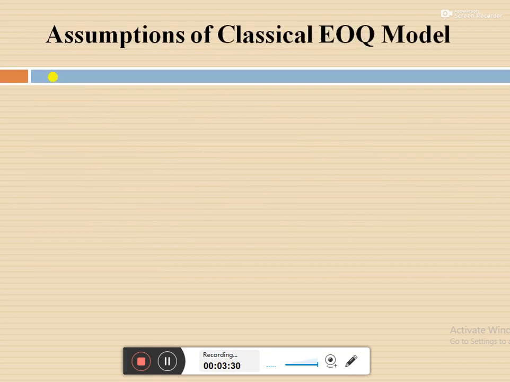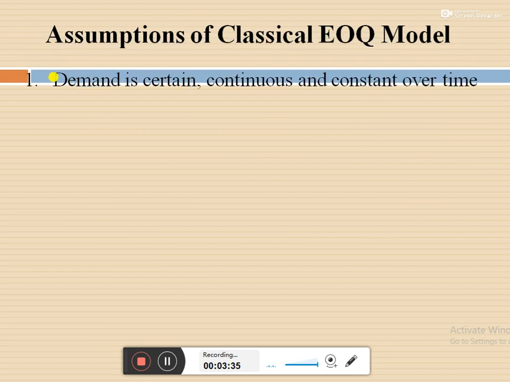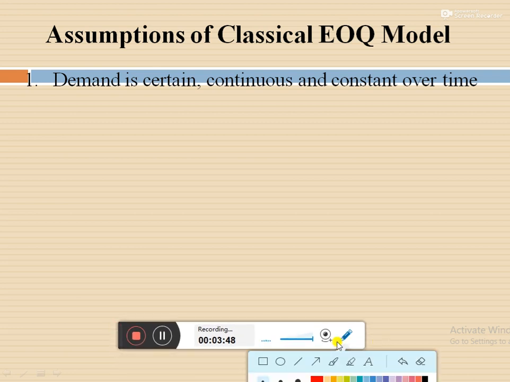These assumptions are listed as follows. As we are operating in conditions of certainty, we know the level of demand in a particular time period. Demand is certain, continuous, and constant over time. It means the quantity demanded in a particular time period is fixed and would not change with time. Further, the quantity demanded is independent of other factors of operations or production.